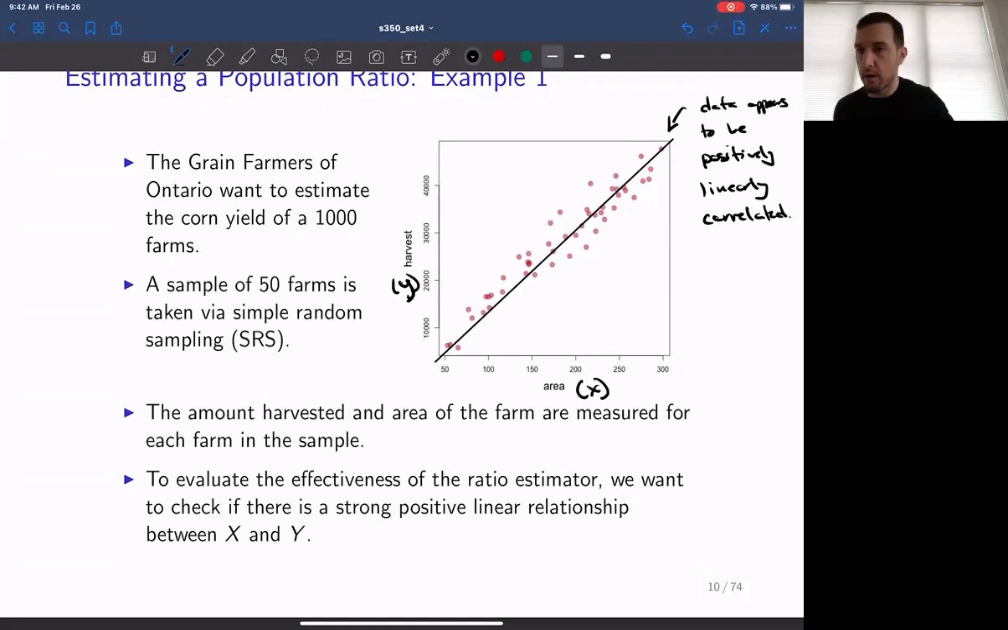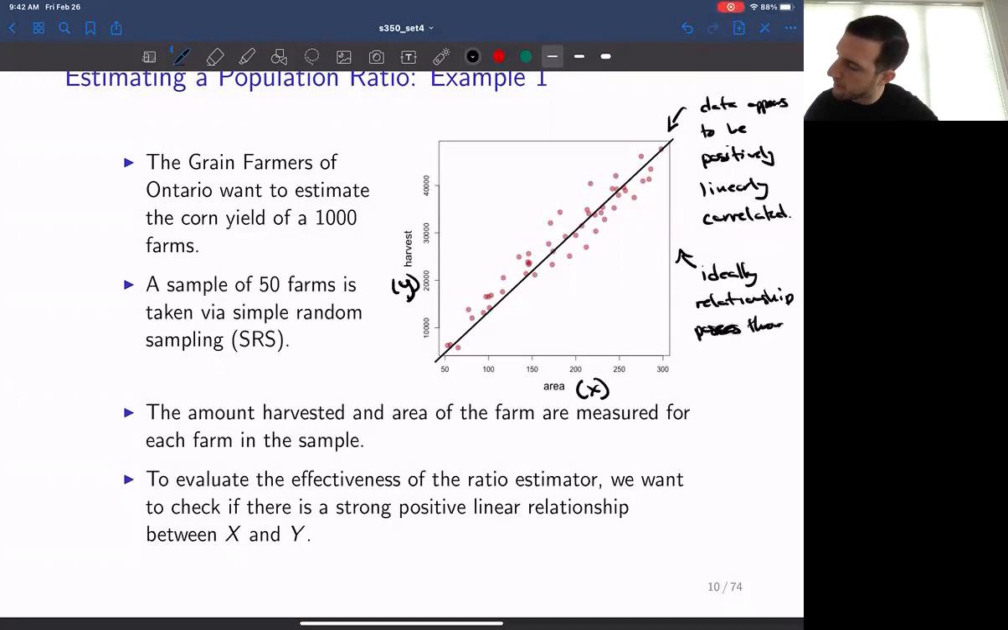Now, the other thing that we want to check when we're using ratio estimation, and this is a point that we will see a little bit later in the slides when we talk about regression estimation and the difference between the two. But with ratio estimation, we also want the relationship to cross through the origin. Now the reason for this will become clear later when we talk about regression estimation.